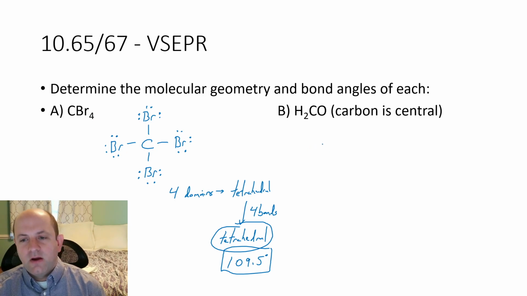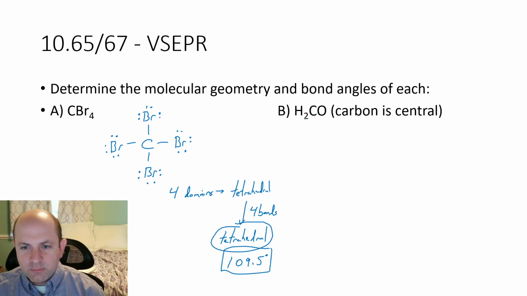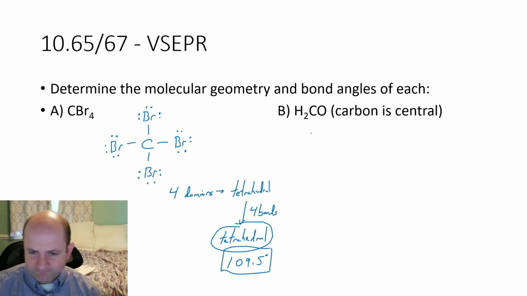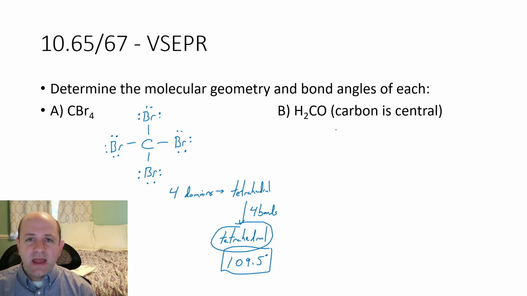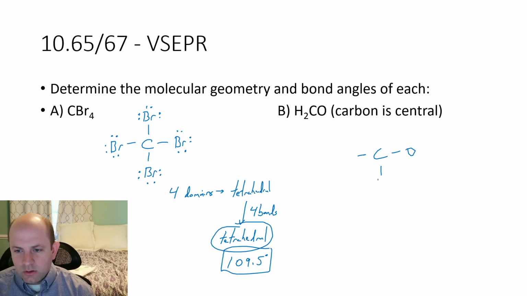All right, in part B here, this is formaldehyde actually, and they mention that carbon is central. So sometimes this will happen when there's more than just 2 types of atoms, or if there's H's in front, they'll just mention, hey, this atom is the central atom. That means everything's going to be connected to that. So carbon goes in the middle. I've got an oxygen, and I'll have 2 hydrogens. All right, so that's step 1.